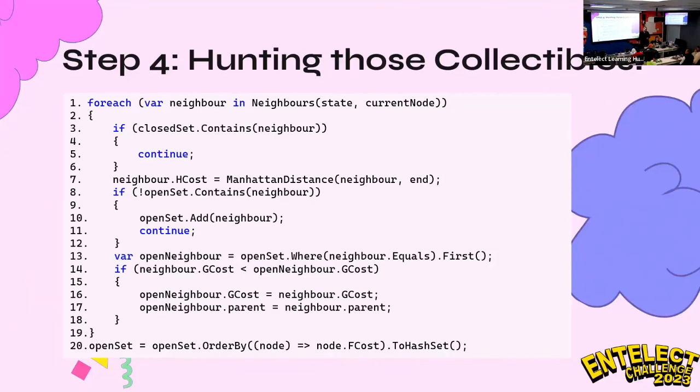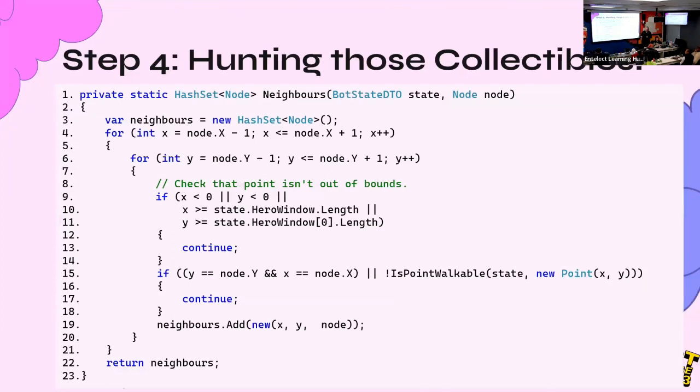Then after this loop, we sort our open set by the total cost. We want to consider the closest ones first. This is our neighbors function. We basically take all the 8 surrounding tiles and we check if we can reach them. We just don't consider them if we can't reach them. And also we make sure that we're not going out of bounds.